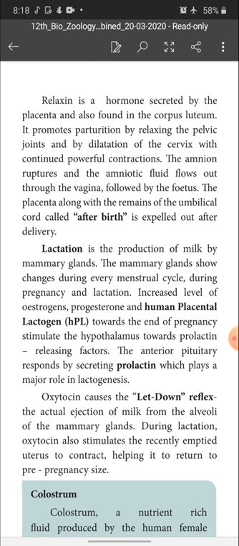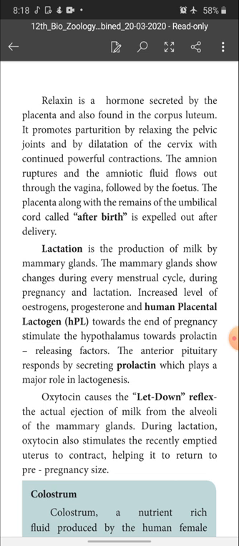The amnion, what happened? Amnion rupture. The amnion is an extra-embryonic membrane, and it ruptures. So when the amnion gets ruptured, the amniotic fluid flows out through the vagina, followed by the fetus. The placenta, along with the remains of the umbilical cord, called afterbirth, is expelled out after delivery.